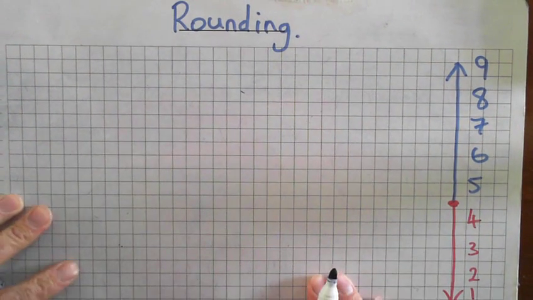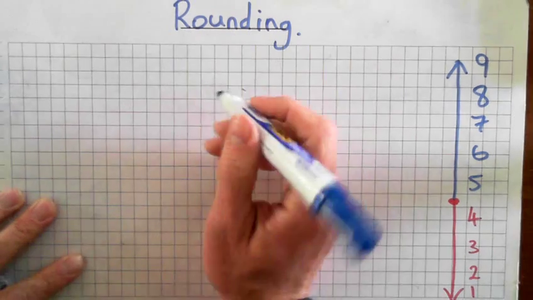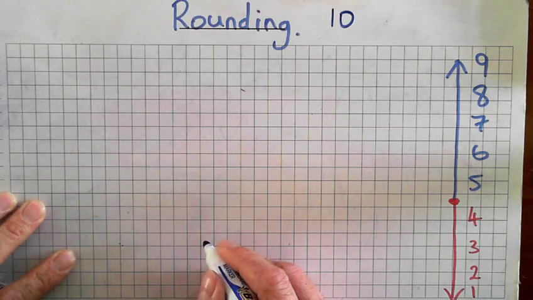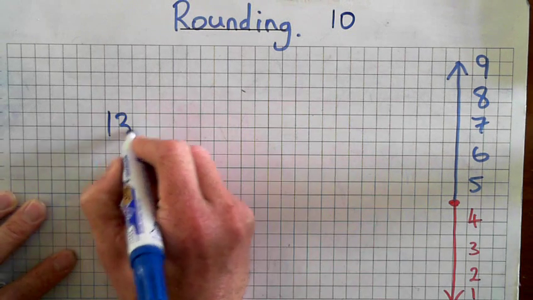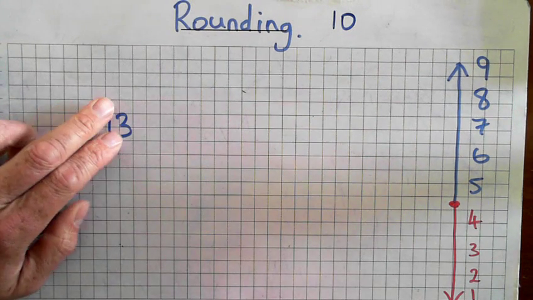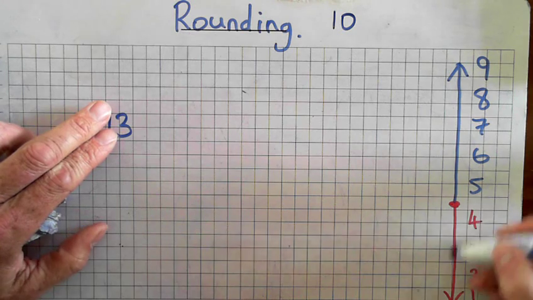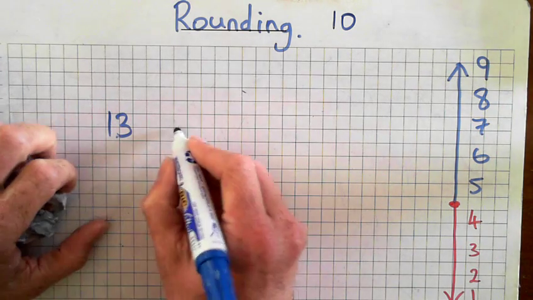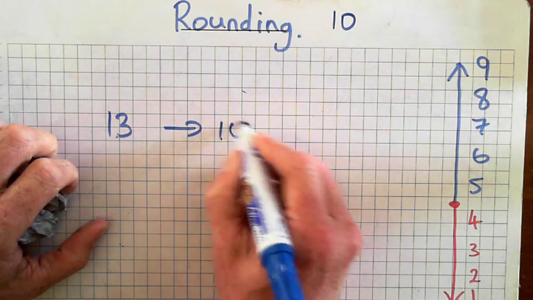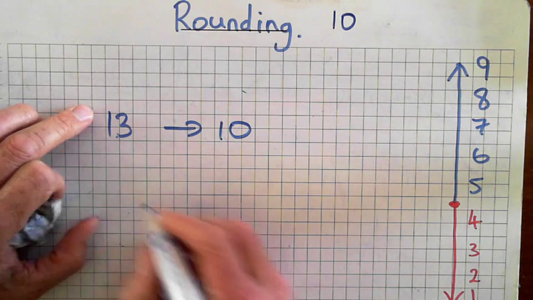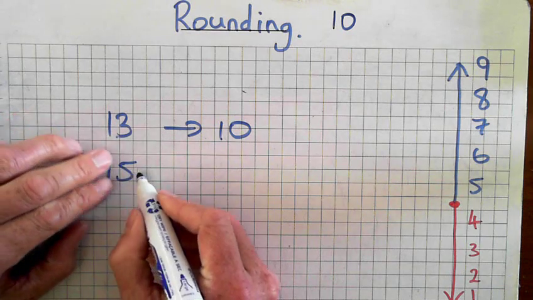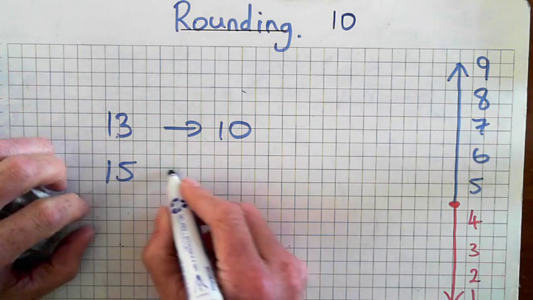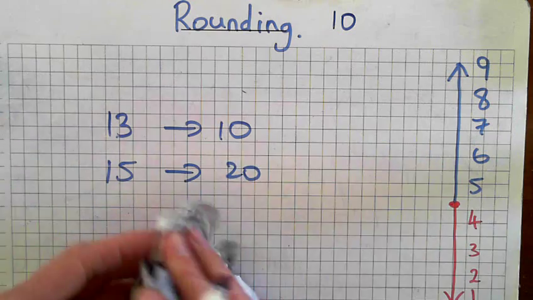Alright. So we did this in class already. Rounding to the nearest 10. For example, 13. You look at the second number, 3. 3 is in this section here, which means we round down. So 13 becomes 10. 15. The 5 there, the last number, means we round up from 15 up to 20.